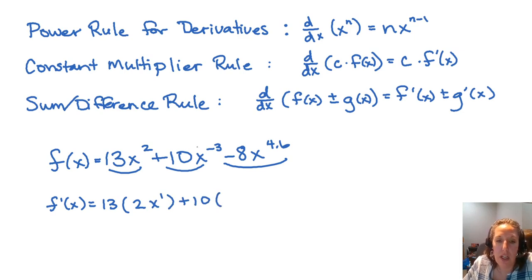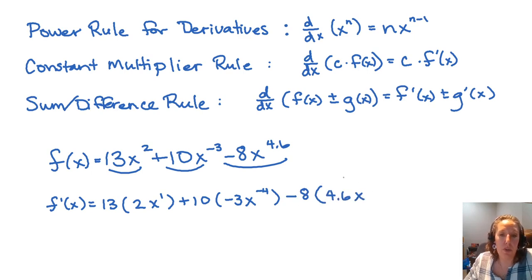Our second term, again, we're going to pull that coefficient of 10 out front and not worry about it for just a minute, and then use the power rule to take the derivative of x to the negative third. That means that we're going to have negative 3 times x, and then pay attention to your signs here. Negative 3 minus 1 is going to be a negative 4. And then our last term here, we have negative 8x to the 4.6, so we'll pull that negative 8 out, and then the derivative of x to the 4.6 is going to be 4.6 times x, and then we're going to subtract 1. 4.6 minus 1 equals 3.6.